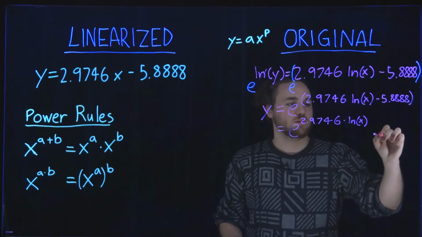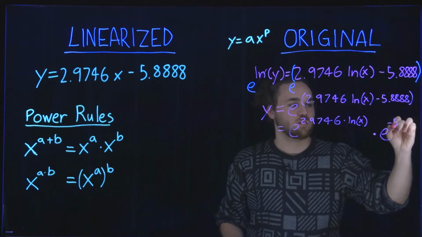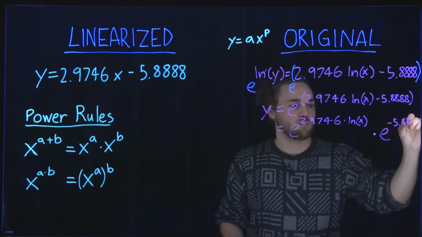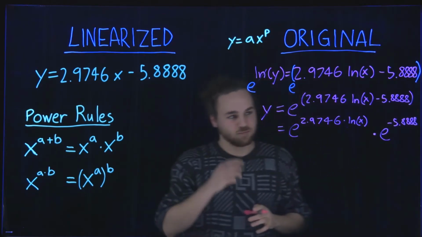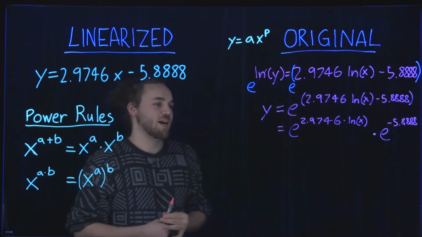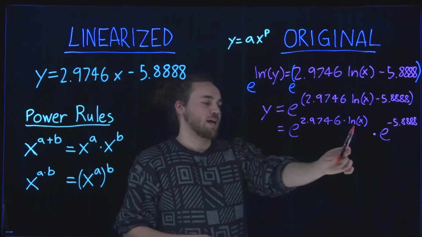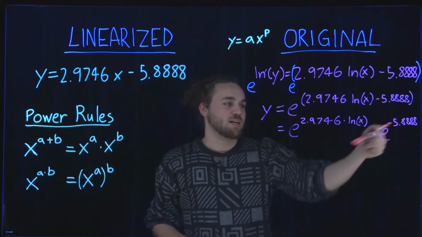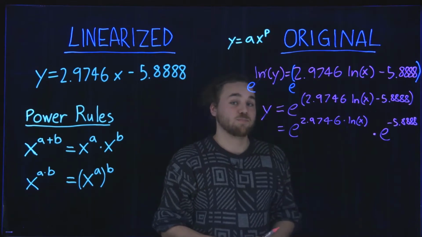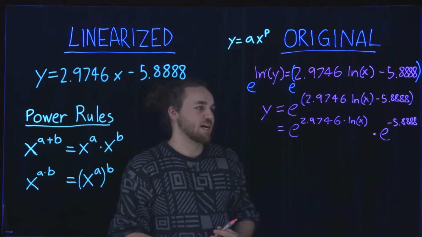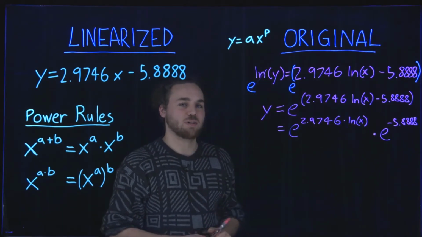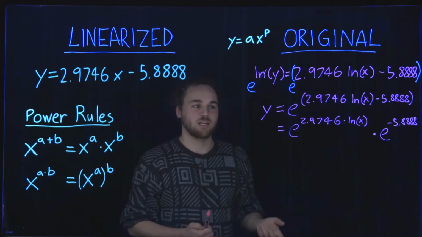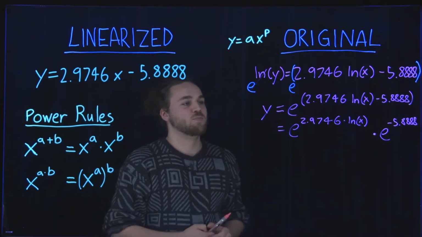Times e. And so now what we have is these two exponents being multiplied together. Over here, we have e to the negative 5.8888. Since there are no variables in that, that is actually just going to turn into a number that we can calculate with our calculator and put back in at the end.